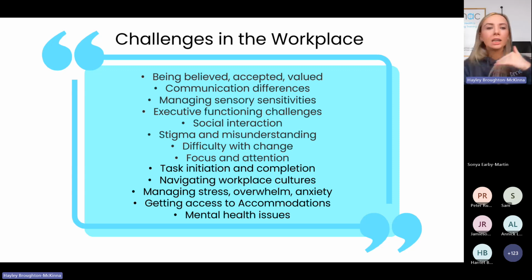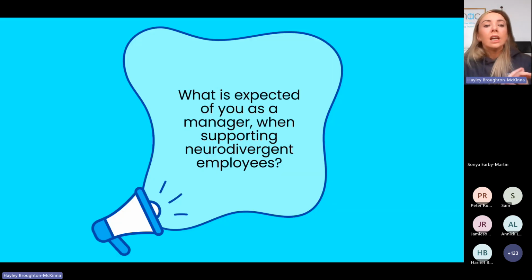The challenges with change, attention, all these things that we've kind of already touched on, as well as actually getting access to the support that you need to do the work, as well as just feeling like you're in a culture that accepts differences and embraces differences, as just a few examples.